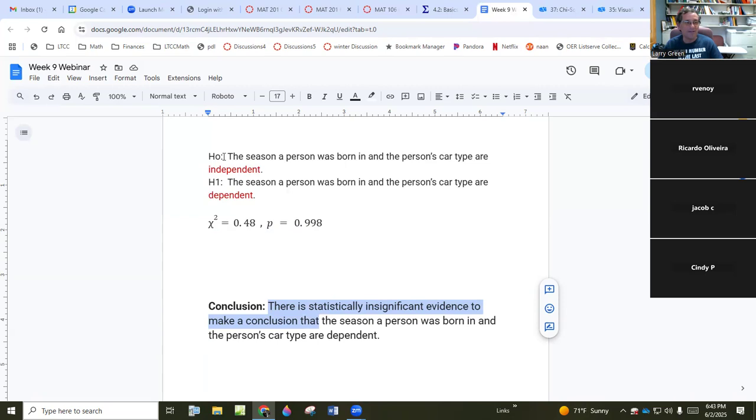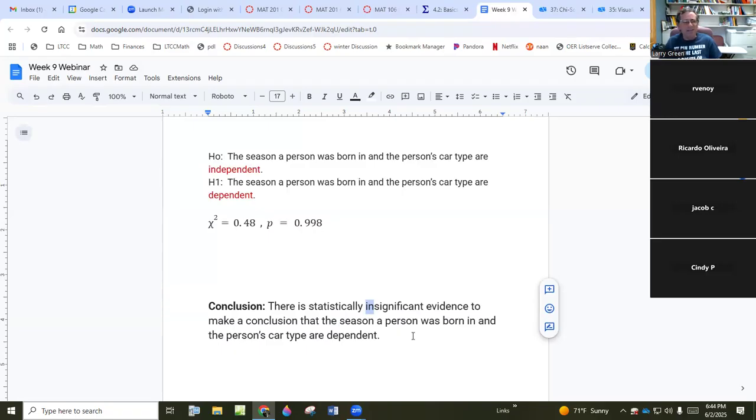And then what you can do is you just copy and paste H1: the season a person was born in, and the person's card type are dependent. Okay? And remember, this big IN is really important, insignificant. So that means it's a very fancy way of saying we did the study and we know nothing.